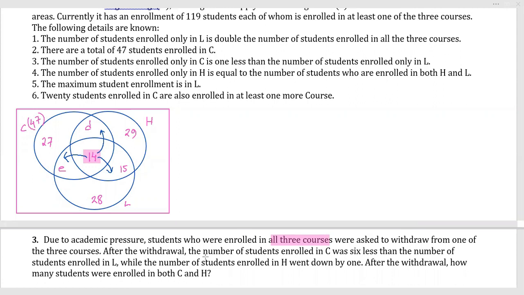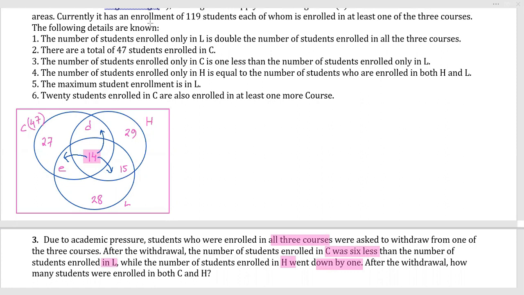After the withdrawal, what happened? The number of students enrolled in C was 6 less than the number of students enrolled in L. Total C is 6 less, while the number of students enrolled in H went down by 1. This is the scenario that we need to satisfy. And after the withdrawal, how many students were enrolled in both C and H? Both C and H means the segment D along with how much has been shifted, I need to find. And in the zone of all three, it is 0 at that time. So definitely the newcomers in this zone I need to find.